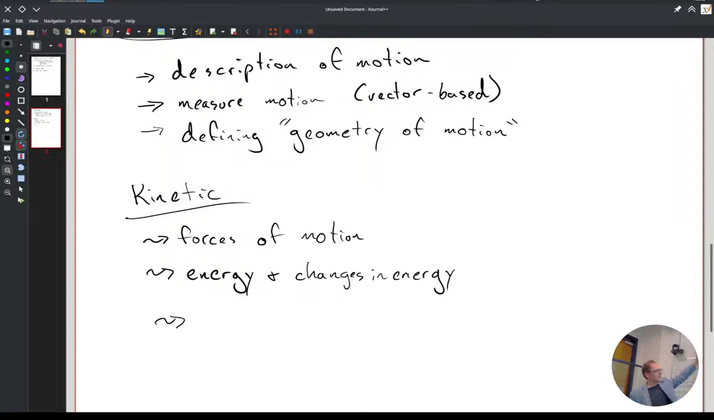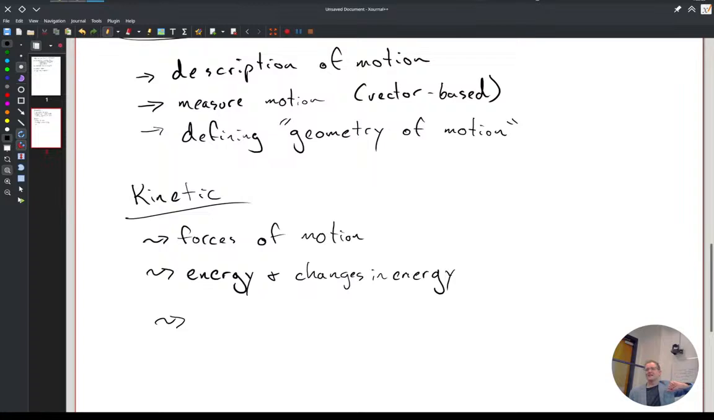So what do you think, before we described motion, now what are we doing with kinetics if we're talking forces and energy? I know, class is over. It's like, dude, wrap it up.